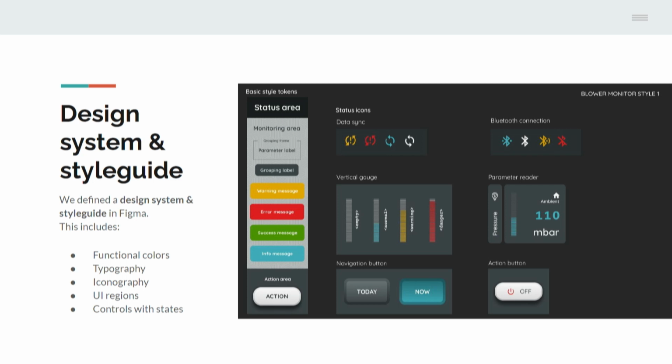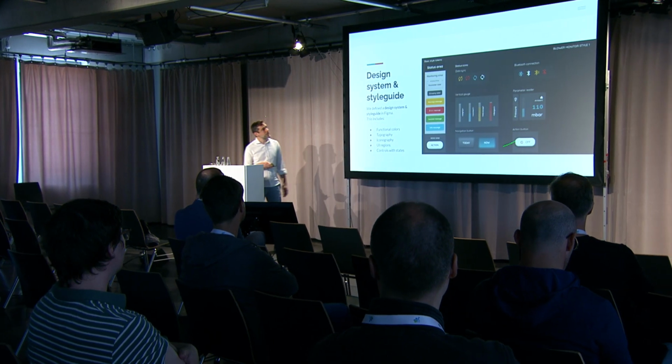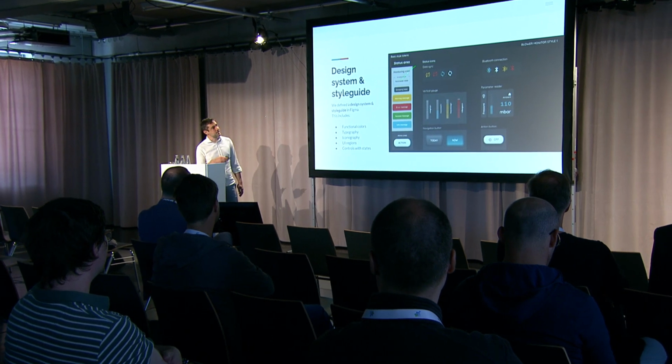And this entailed creating functional colors, defining them, the typography, the iconography, the user interface regions that we wanted in our final applications to be defined based on this use case of the blower, and then the controls with their states like active, disabled, and so on and so forth. Okay, so you can see an example of a design system here.